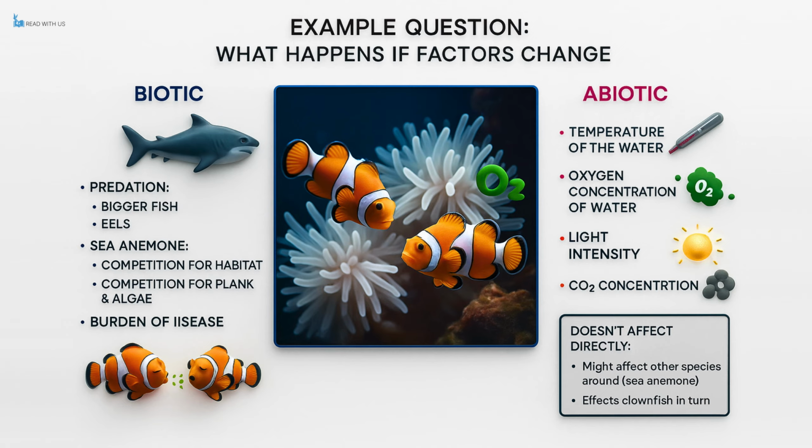Additionally, while the clownfish may not rely directly on factors such as light intensity or carbon dioxide concentration, these abiotic variables can impact the health of other organisms around them, such as photosynthesizing plants or the sea anemone, which in turn can influence the clownfish's survival. Therefore, understanding both biotic and abiotic factors is crucial for explaining how ecosystems function and how various species interact with one another and with their physical environment.